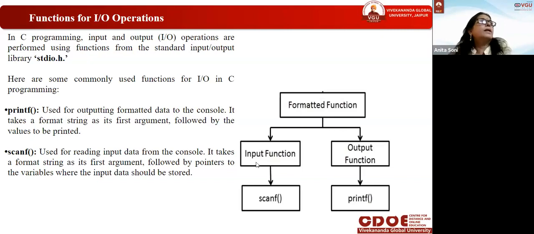In the C programming language, we use IO operations. They are included in the stdio.h header file. Stdio stands for standard input output, and .h stands for header file, which is included above the main function. So it includes input output functions. For output, we use the printf statement. For input, we use the scanf statement.